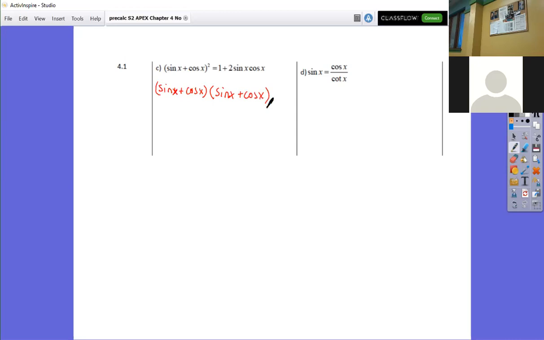Binomials. How do we multiply binomials? Oh, FOIL. Good. So we're going to do our first. So that's going to be sine squared x. Then we're going to do our outer. So that's going to be plus sine x times cosine x. And we're going to do our inner. So that's going to be cosine x times sine of x. And then we're going to do our last. So that's going to be plus cosine squared x.